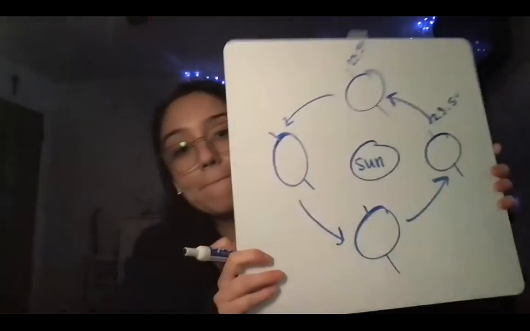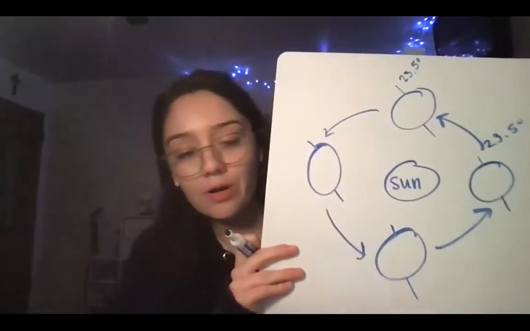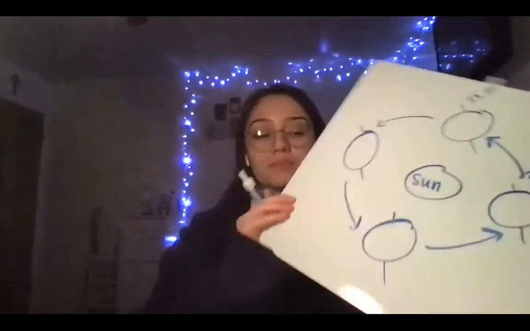And Earth is also tilted at a 23.5-degree angle. So Earth is not just like there's the North Pole and the South Pole. It doesn't go straight up and down, it's tilted. So that makes things a little bit more funky. All right, so that's where we're at this point.